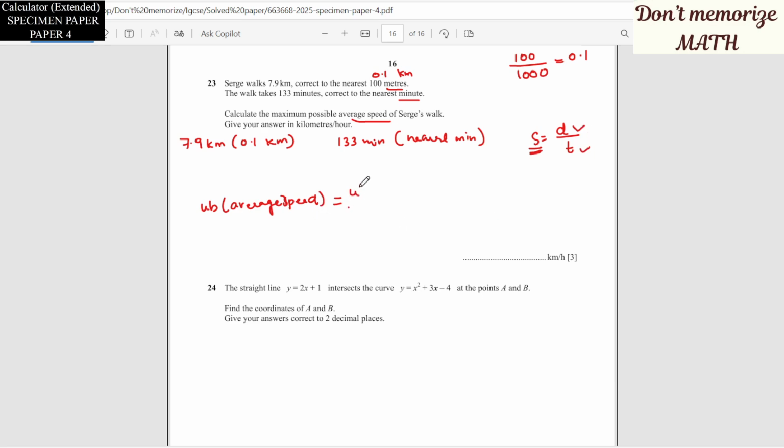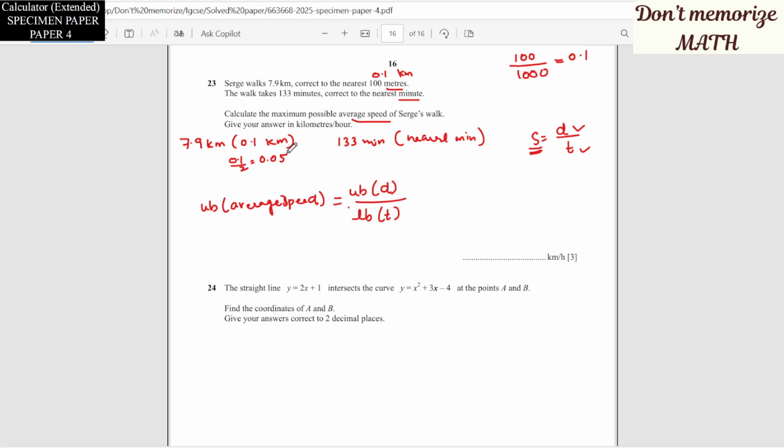So we have to find the upper bound of distance divided by the lower bound of time. For distance, we need to find the upper bound. How to find the upper bound? Whatever number you have here, we will divide by 2 first. So 0.1 divided by 2 is 0.05.